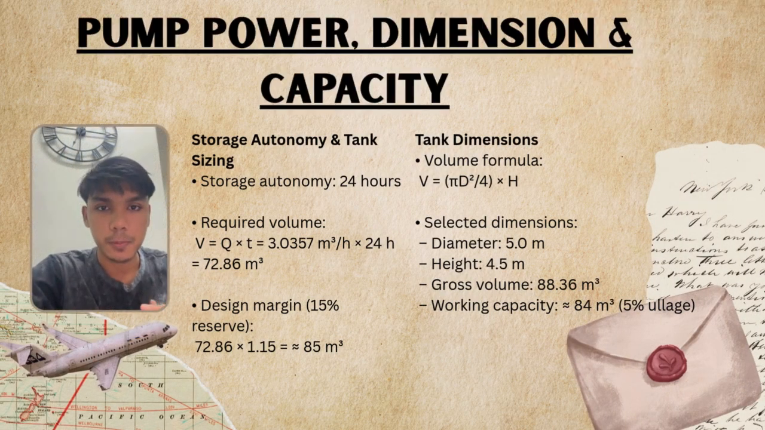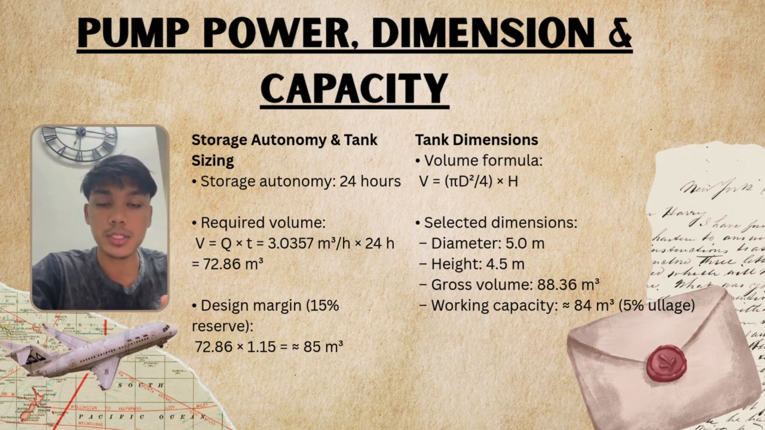So next is the pump power dimension and capacity. The first one will go for the storage autonomy and tank sizing. If we assume that storage autonomy is 24 hours, the required volume will be the formula V equals Q times T, and 3.0357, which is the Q, will be multiplied by 24 hours, and then that will give us the value for the required volume, which is 72.86 meter cube.